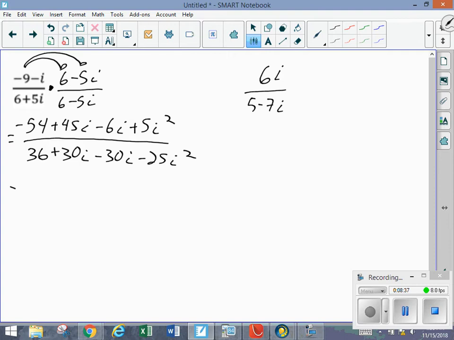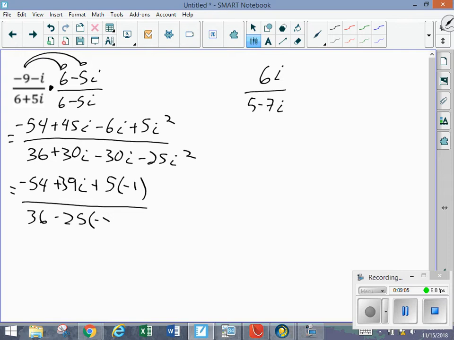That's right, and then we're going to combine like terms. Simplify this thing. Negative 54. 45i minus 6i is going to be 39i. And that i squared is negative 1, right? So we're going to change that up. Down on the bottom, 36 has nothing to combine with yet. Positive 30i minus 30i is 0. Those are going to go away. And I've got a negative 25 times negative 1. And the 1 dies, right? Okay.